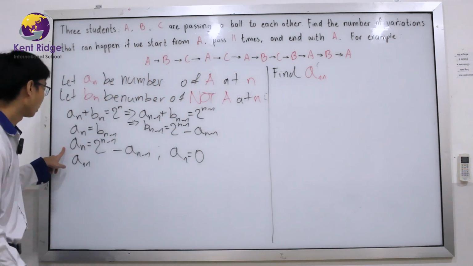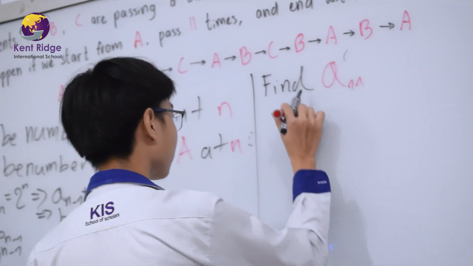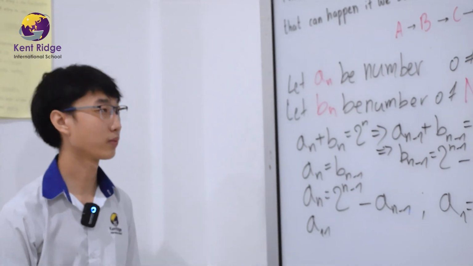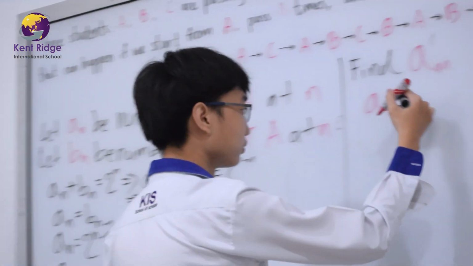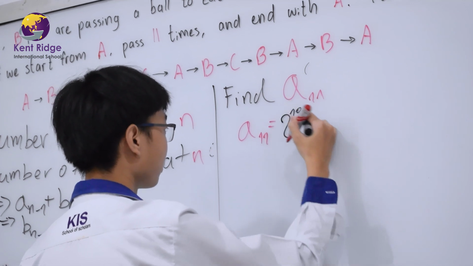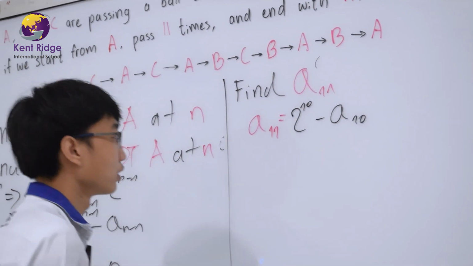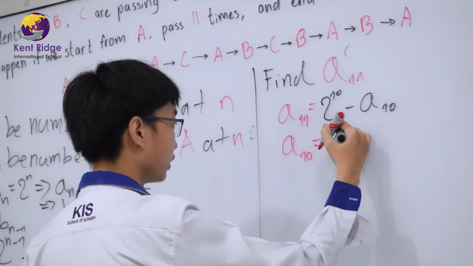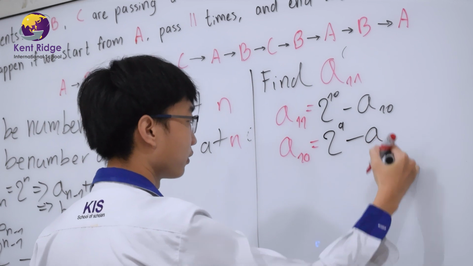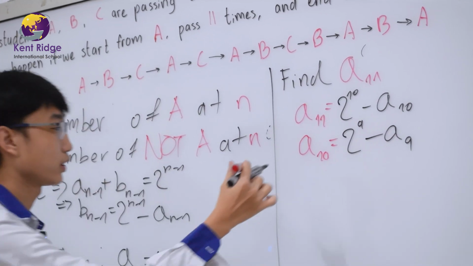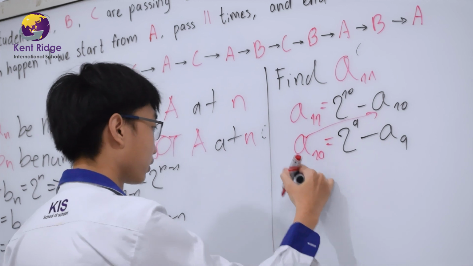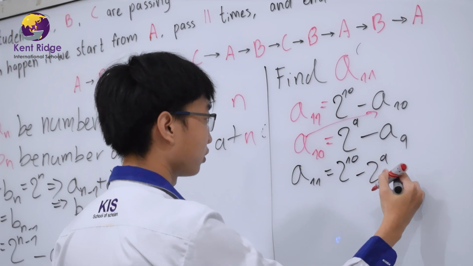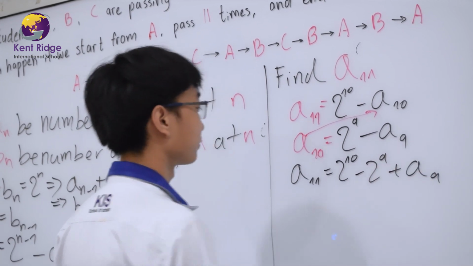Okay, so A11 would be 2, so n would be 11, so n minus 1 would be 10. 2 to the 10 minus A10. A10 is equal to 2 to the 9 minus A9. And we can then plug this in here, and we can see that A11 is equal to 2 to the 10 minus 2 to the 9 plus A9. Okay.